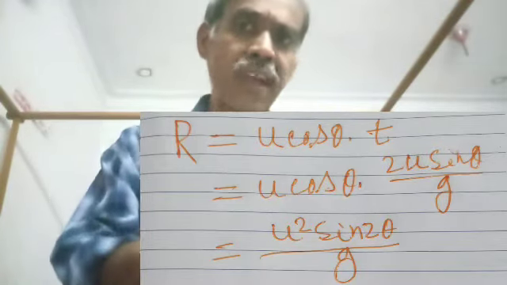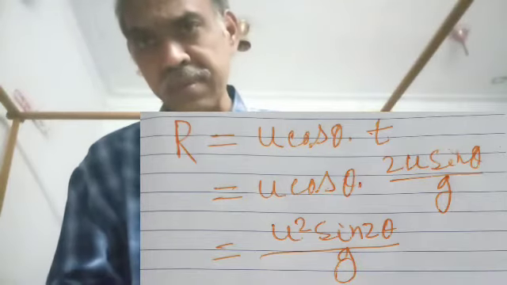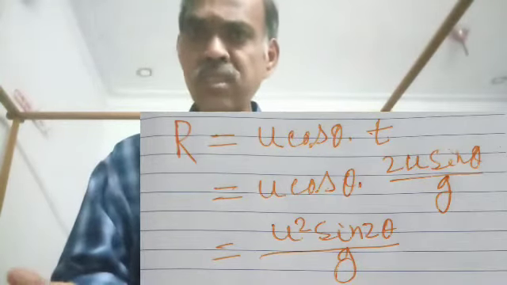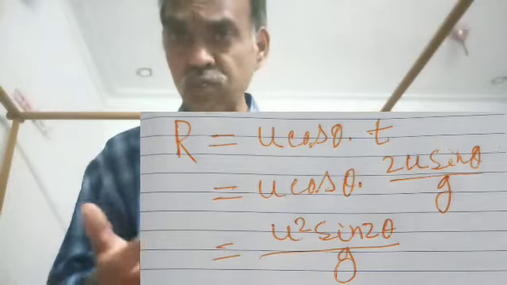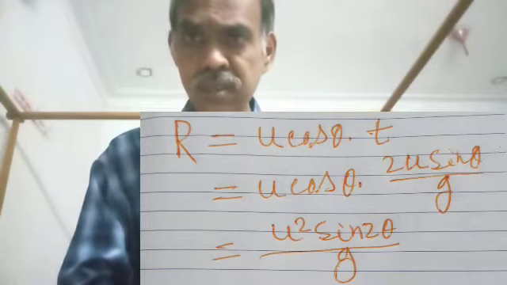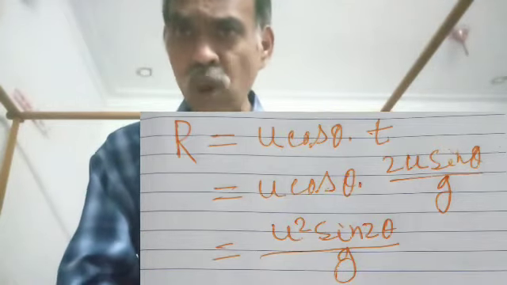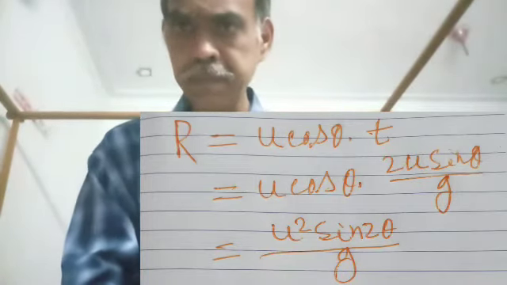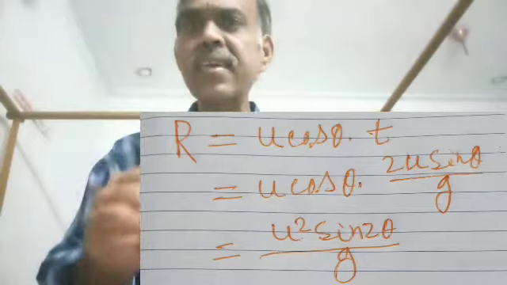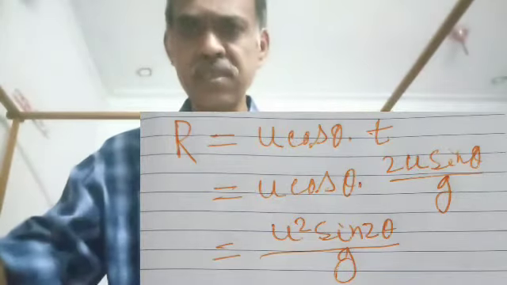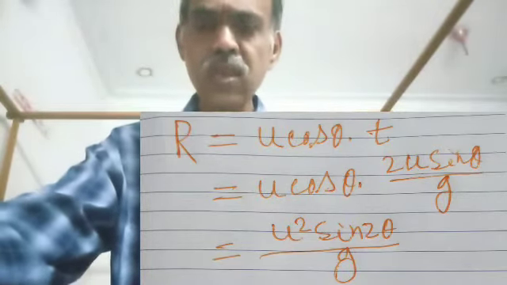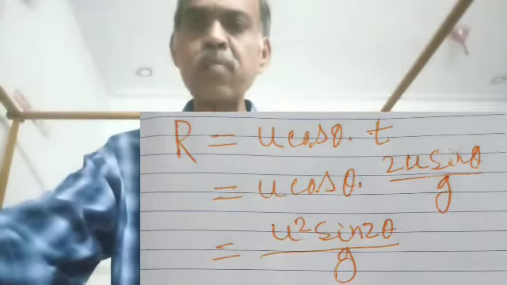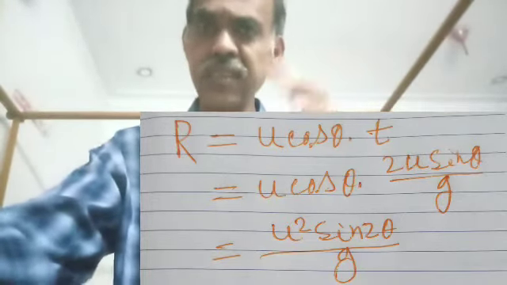Now, range R will be maximum when sine 2 theta is maximum. And what is the maximum value of sine 2 theta? We know the maximum value of sine 2 theta is 1. And this maximum value occurs when the angle is 90 degrees. That means when 2 theta is 90 degrees, theta is 45 degrees. So, range is maximum when theta is 45 degrees.